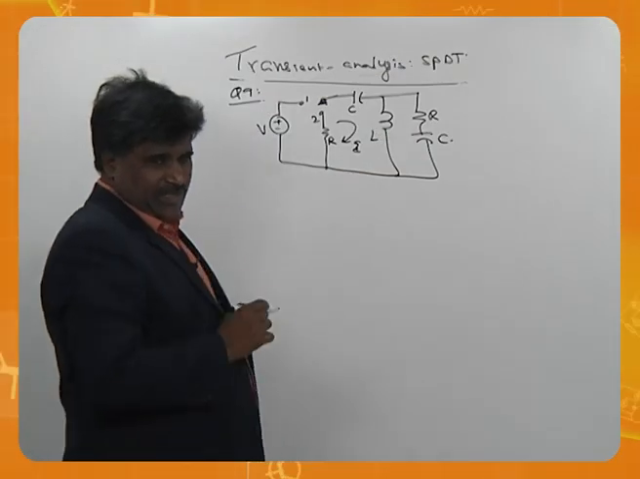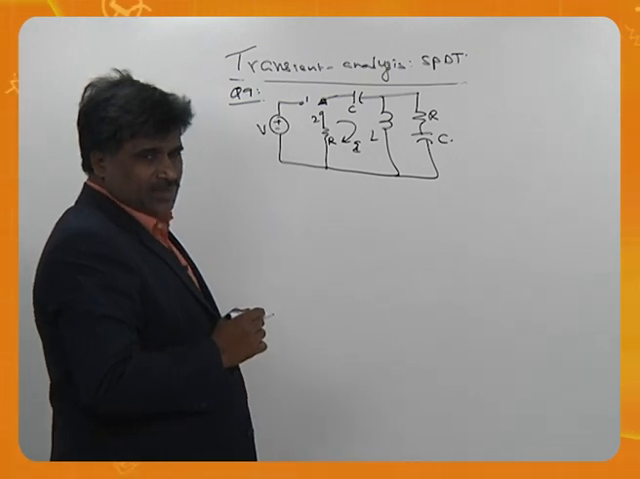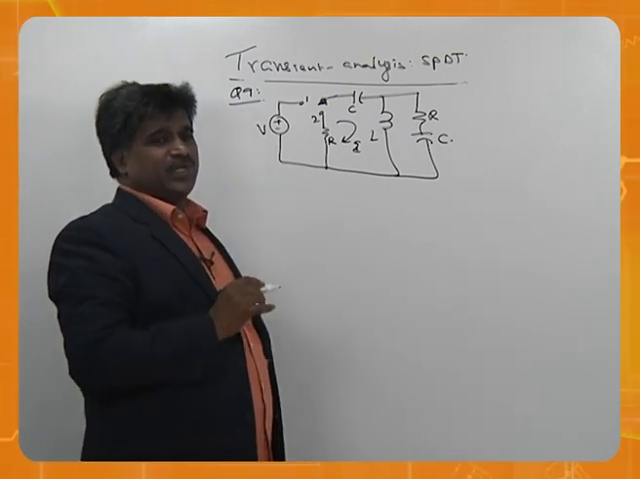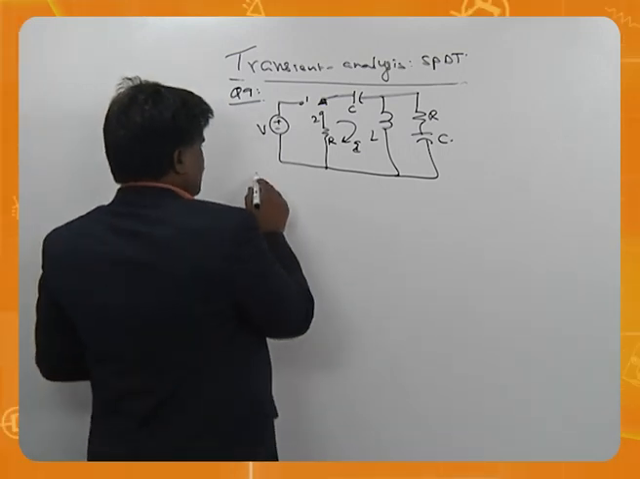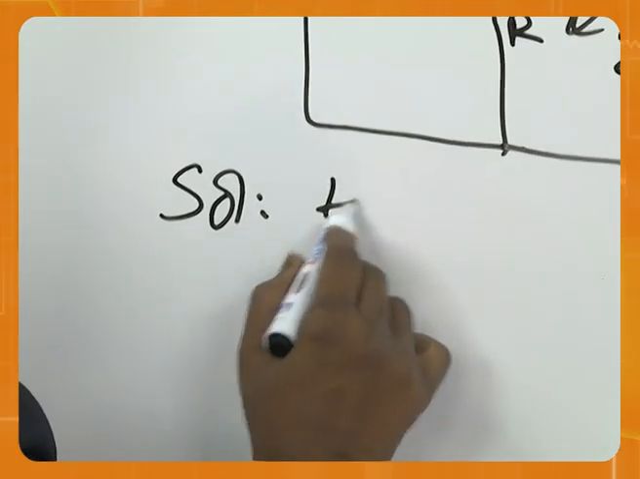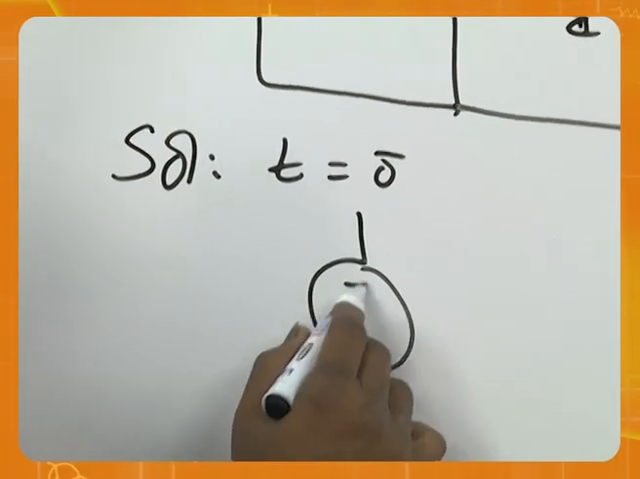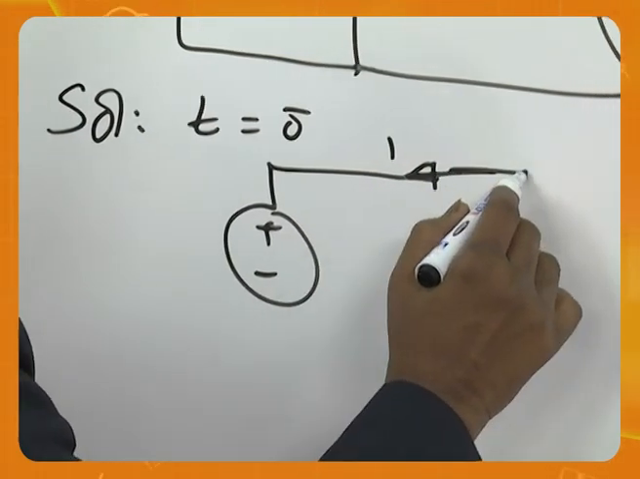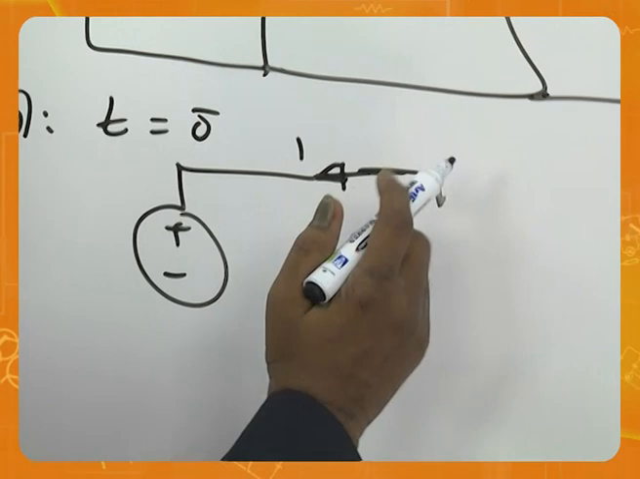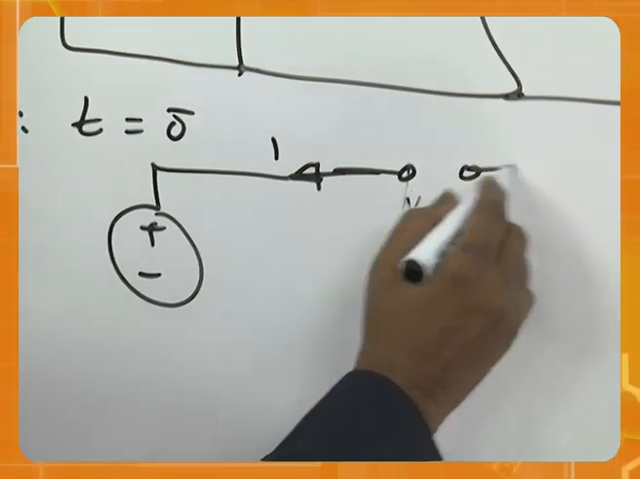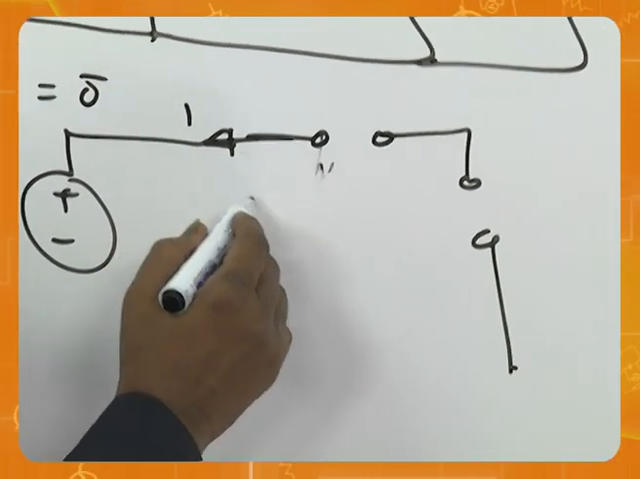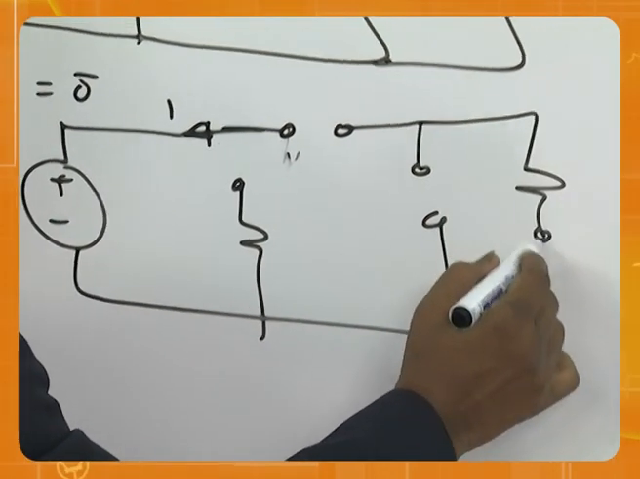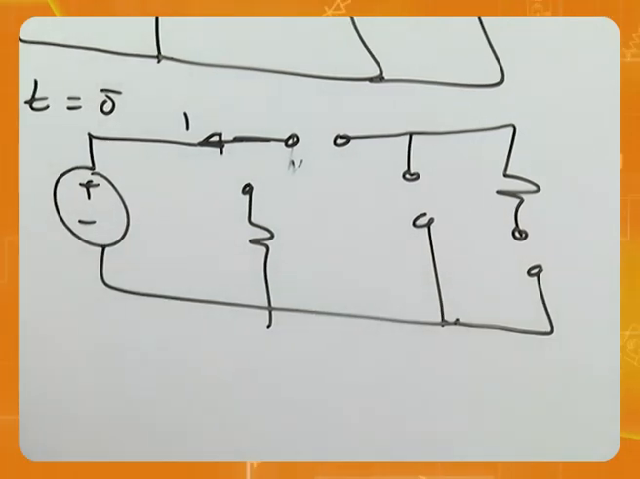Okay, ABCDs are given, options are given there. Now once again read the question. Initially it is at position A for a long time. That means if I have to solve the solution at T0 minus, here at the switch, what will happen to the inductor? What will happen to the capacitor? And then what will happen to this one and this one? That's simple.